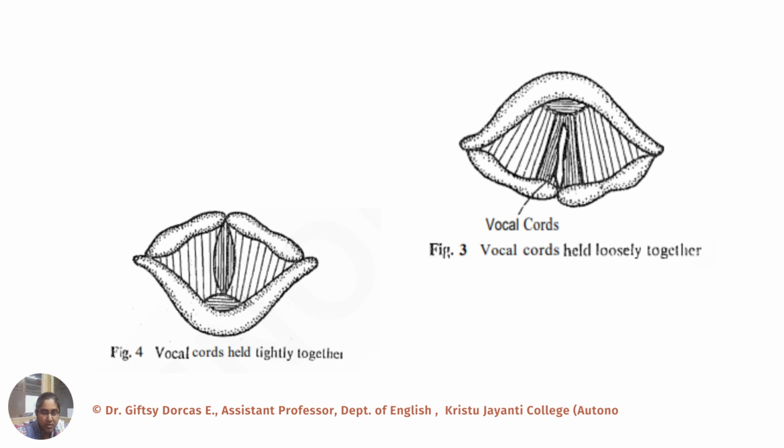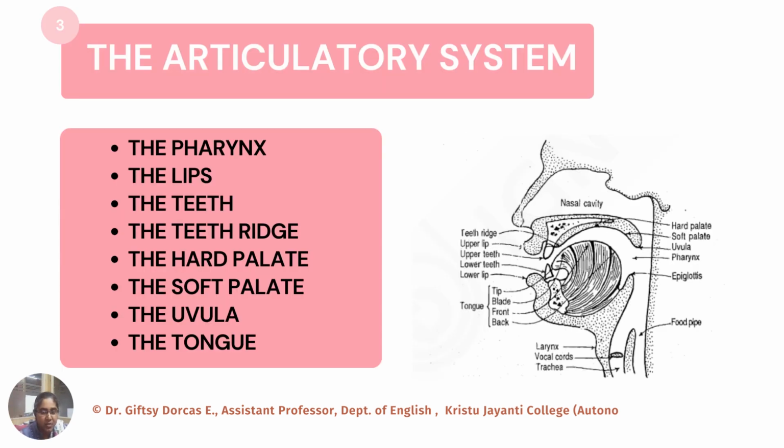Now moving on to the third, which is the articulatory system, and which is the most important system in the production of speech sounds. It includes various organs. They are the pharynx, the lips, the teeth ridge, the hard palate, the soft palate, the uvula, and the tongue. We'll be seeing the location of each of these. We can see it in this diagram, each of these being represented.